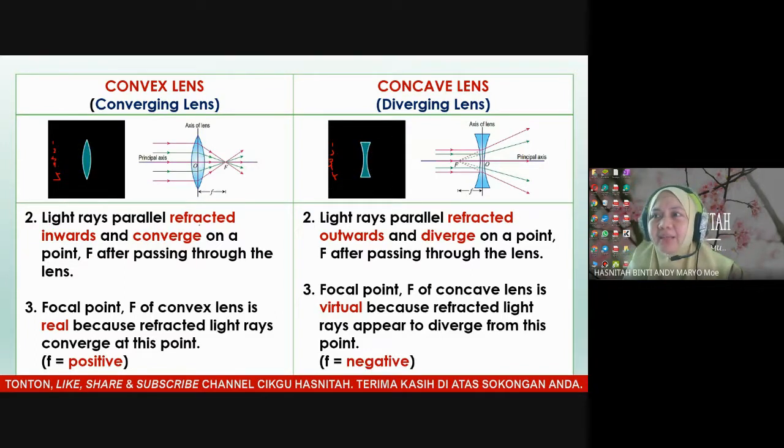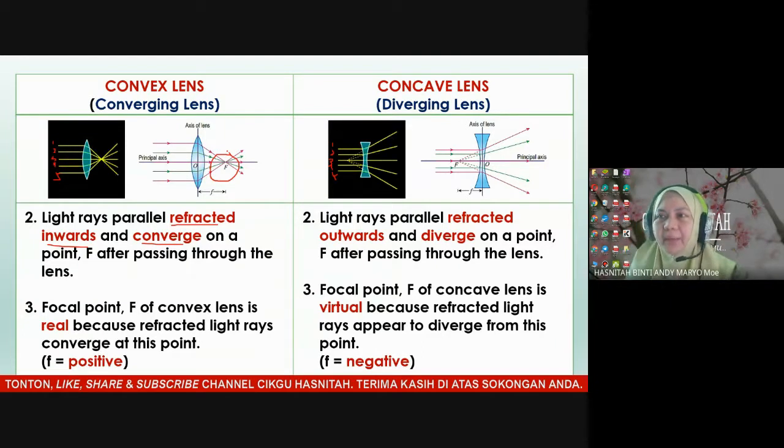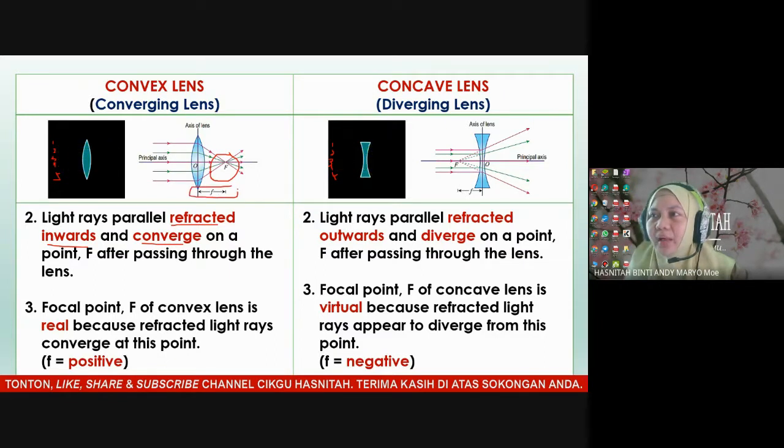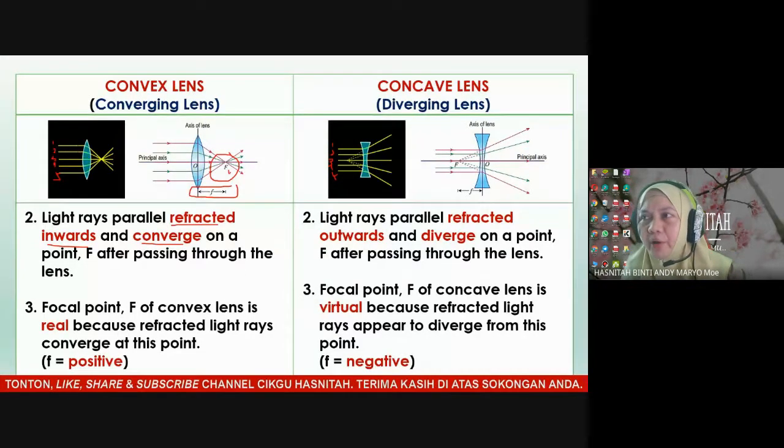The light rays which are parallel are refracted inwards. Inwards means they are refracted to a point, converge. Refracted inwards and converge on a point. So this is the point where all the light converges. And it is called the focal point, and the focal point is real. This small f is called the focal length. Later we will look at the next point, what is meant by focal point and what is meant by focal length.